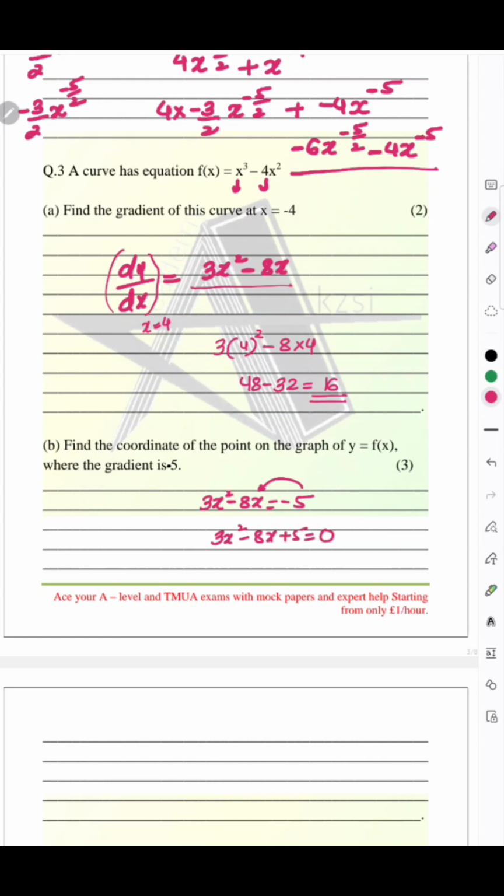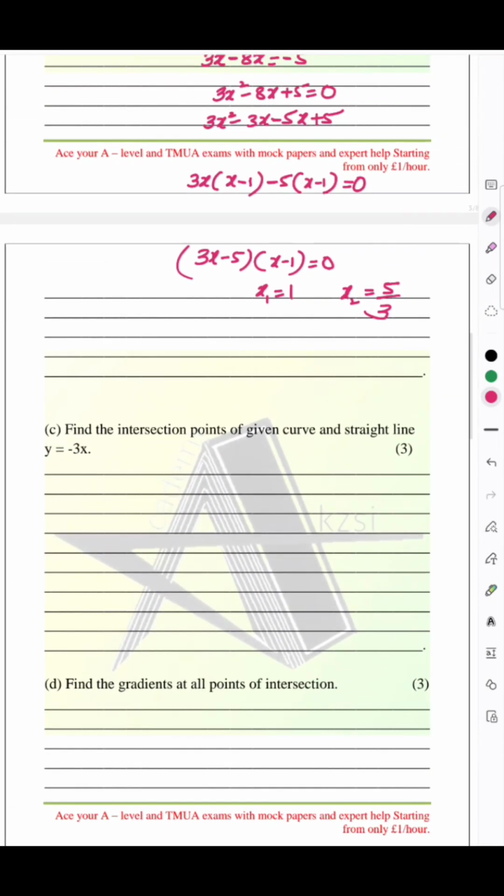Okay, now we can easily factorize this one. The product is 15, a times c, and the sum is minus 8, so two numbers are negative 5 and negative 3. So 3x squared minus 3x minus 5x plus 5. 3x out is common, x minus 1, minus 5 is common, x minus 1. So two factors are 3x minus 5 times x minus 1, and that will give me two different values. x1 is 1 and x2 is 5 over 3. So these are the points basically on this graph where the gradient is negative 5.